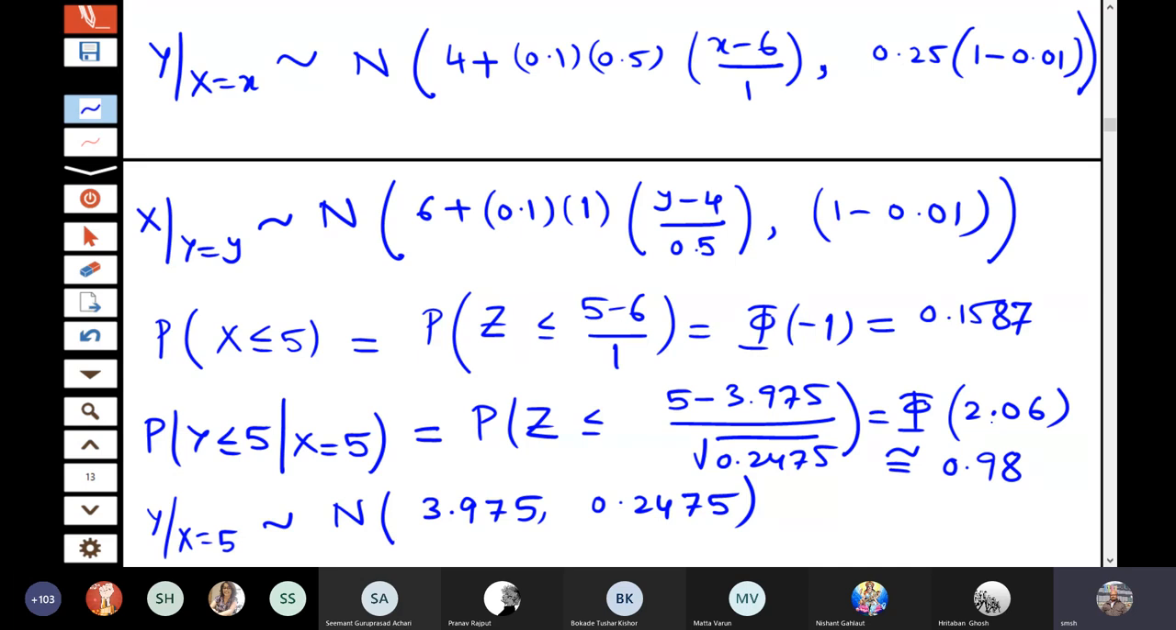So do you follow these calculations? If the joint bivariate normal is given, then you can obtain probabilities or moments related to any one of them, that is marginal or conditional also, because they are univariate normal. Is that okay? Yes, sir.